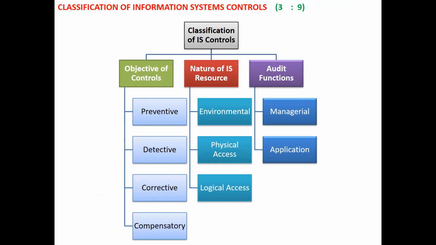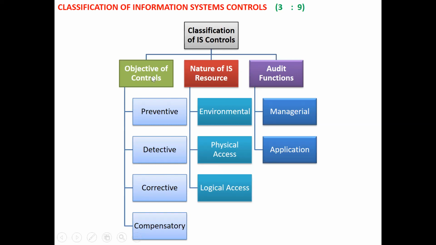Now, classification of controls. Students, one question will be asked from these kinds of controls. I will briefly explain, and you just go through that. I'll give you the background. You'll get a clear understanding. This is an important portion of your chapter 3. Classification of controls is based upon three things, namely objectives of control, second, nature of information resources, and third, audit function. We must understand what the objective is, what the nature of information resources is, and what the audit function is. Automatically, you will be able to understand the kinds of controls easily.